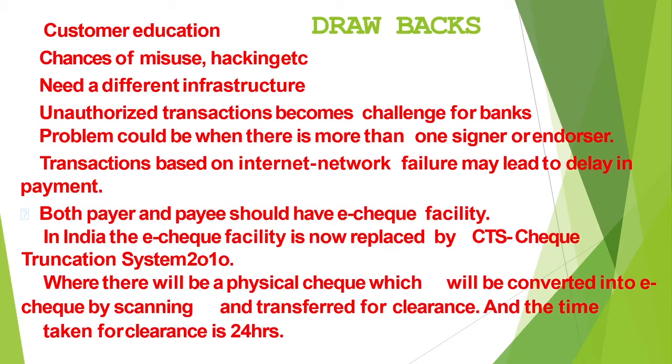That is needed to get fast and good transactions. Unauthorized transactions become a challenge for banks. Sometimes if anybody generates an unauthorized one, that is also a problem for the banks. A problem could arise when there is more than one signer or endorser. Sometimes corporates run with two or three people's signatures, so technically checking those may be time-consuming, and sometimes it leads to failure.